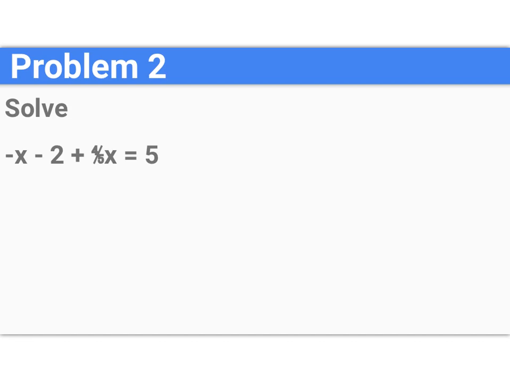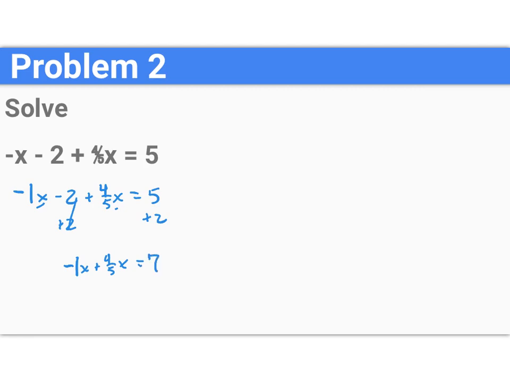Okay, so we're going to rewrite this as negative 1x minus 2 plus 4/5 x equals 5. So the first thing I'm going to do is get rid of the non-x term. I'm going to add 2 to both sides. I cannot add 2 to x because you cannot add a letter and a number together. So those cancel out. So I'm left with negative 1x plus 4/5 x equals 7.